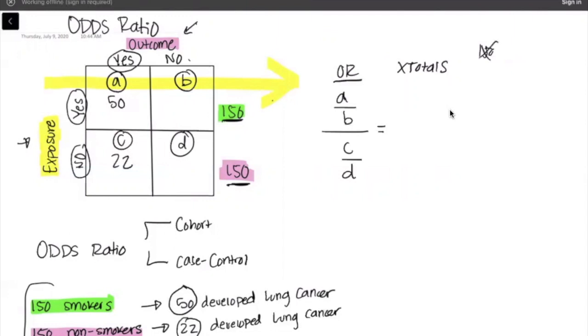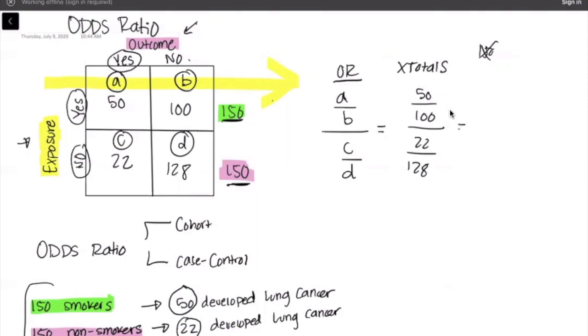So 150 minus 50 gives me 100. If I know there's 150 total and only 50 of them developed lung cancer, then the other 100 did not. Similarly, I will do 150 minus 22, and I will get 128 for this box here. Now all I have to do is follow my formula. So I'm going to do 50 divided by 100 over 22 divided by 128.